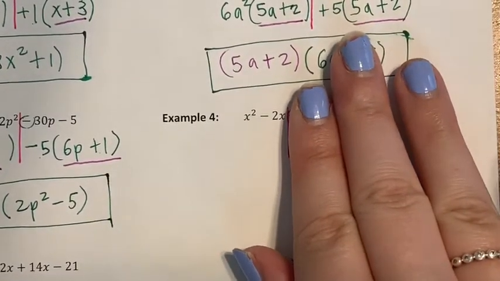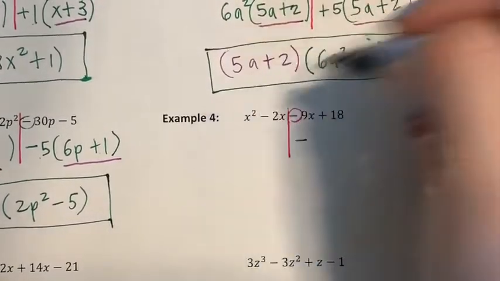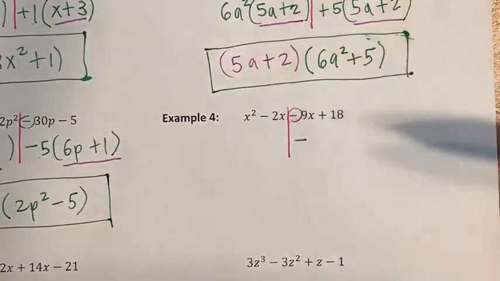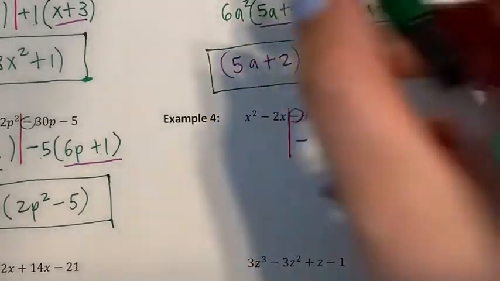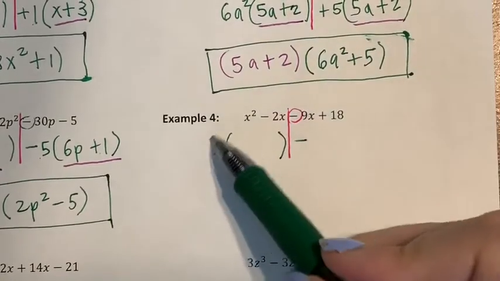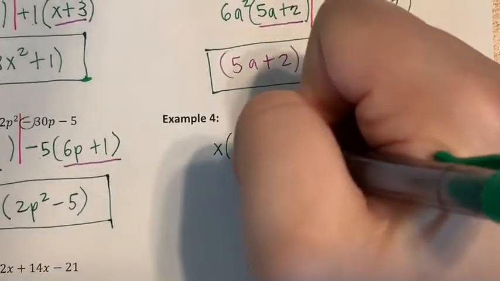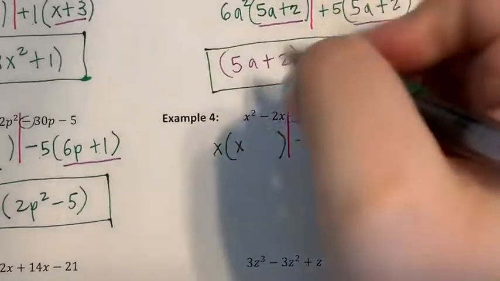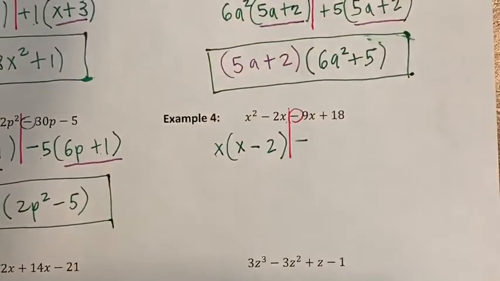So what's the biggest number I can pull out here? Well, I can't really pull out a number, right? My first term doesn't have a coefficient. But as far as the biggest variable, I could pull out an x. And then I'm saying x times what gives me x squared? That would be x. X times what gives me negative 2x? That would be negative 2.